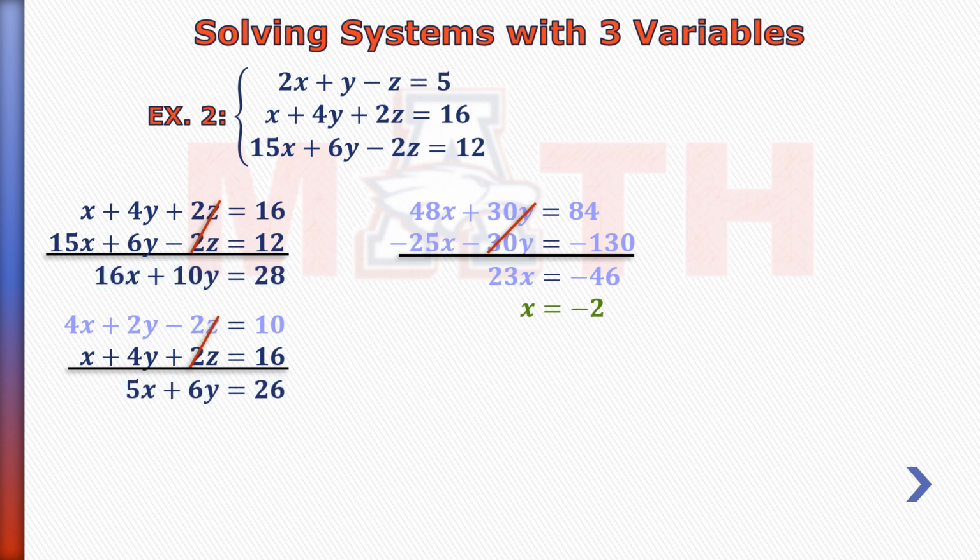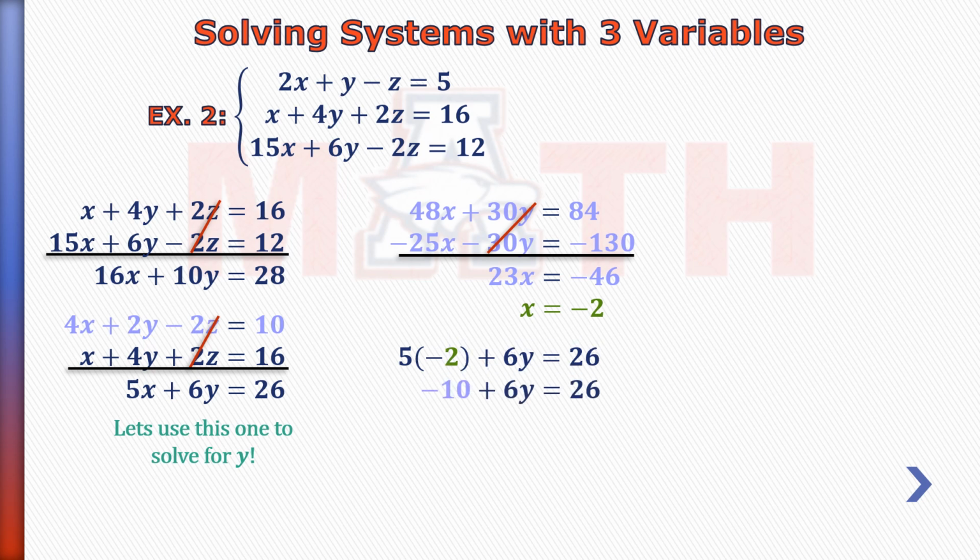All right, I have x. We need to find y. I'm going to use this bottom one, again, because the coefficients are smaller than the one above, to solve for y. So I'm going to take this equation, replacing its x with -2, which is what we found, and solve for y. All right, so let's see, 5 times -2 is going to be -10. I need to add the 10 to the other side, so that's going to give me 36. And then, of course, 36 divided by 6 is 6.